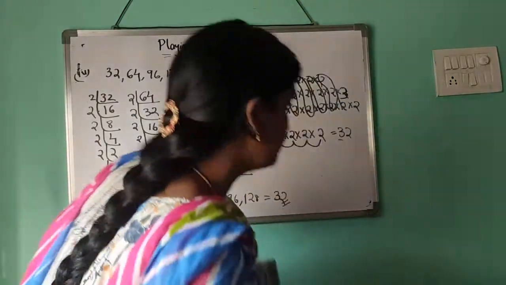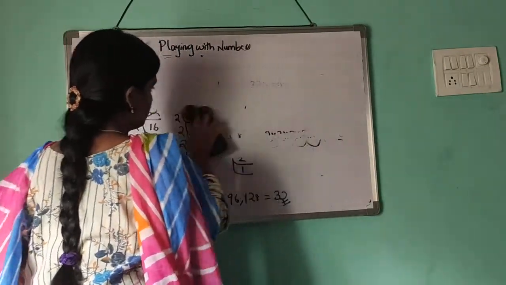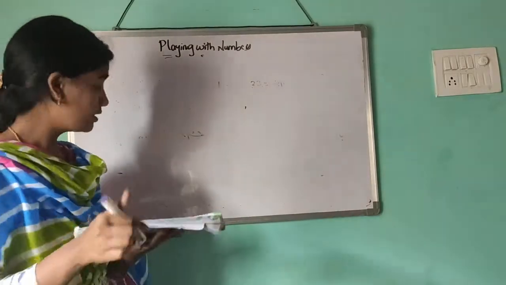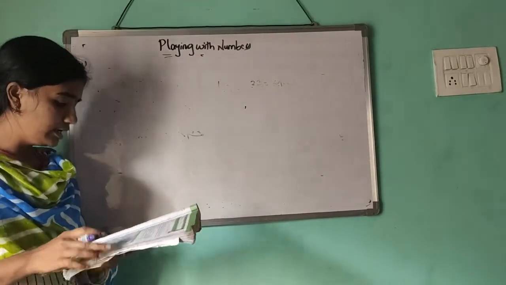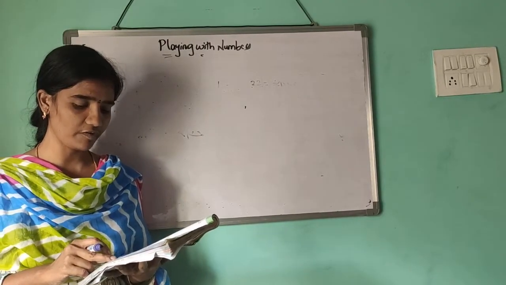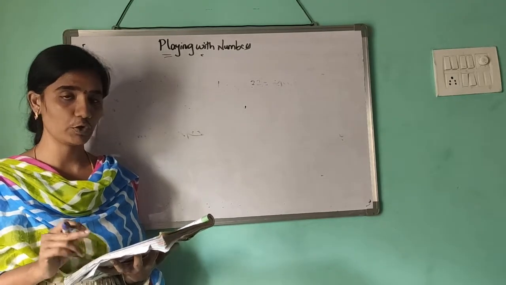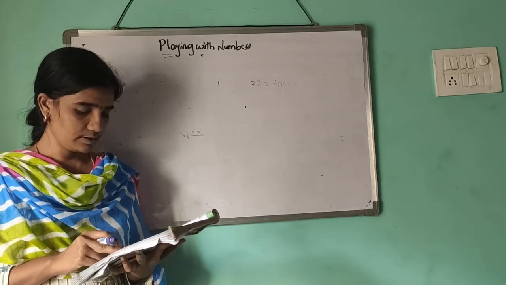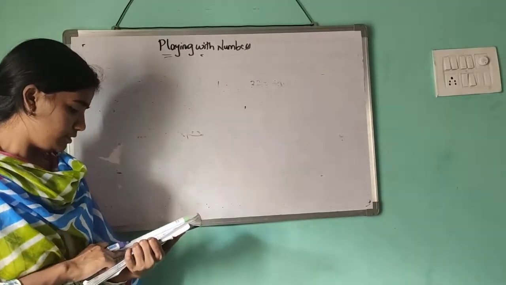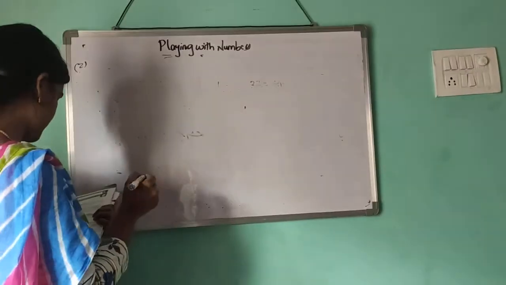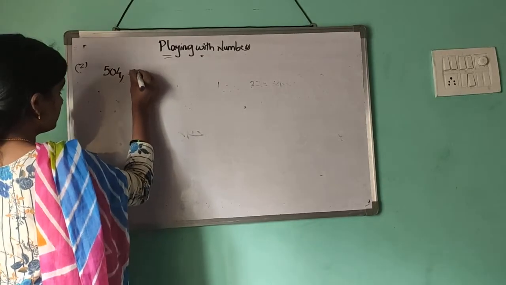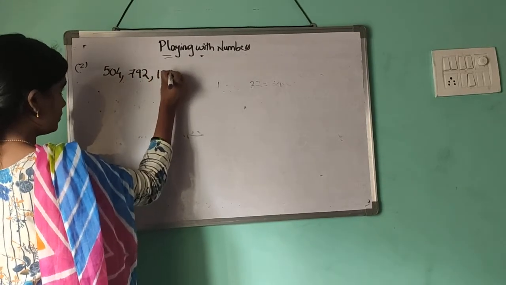We are coming to the second sum. Second one: find the largest number which is a factor of the numbers 504, 792 and 1080. Here 3 numbers are given. Those numbers are 504, 792, 1080.